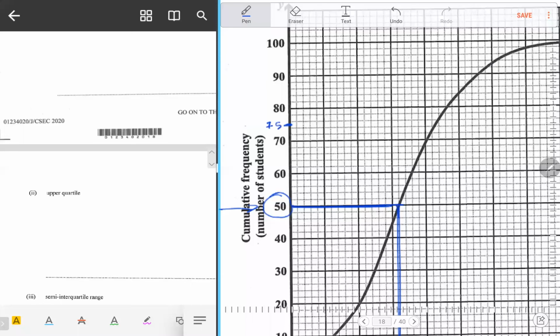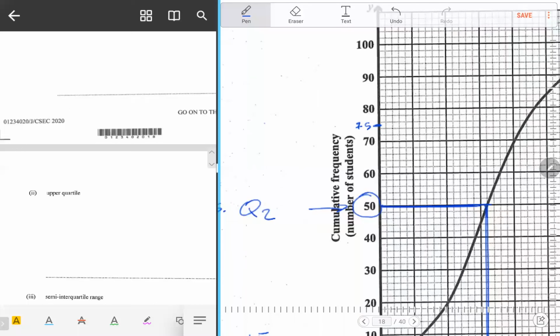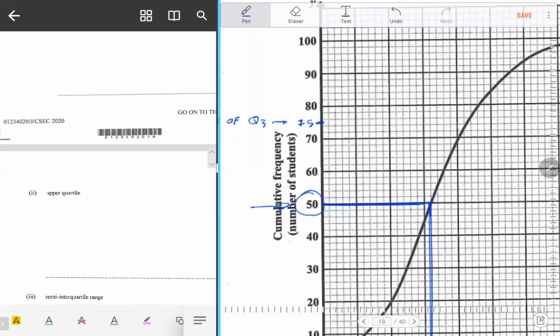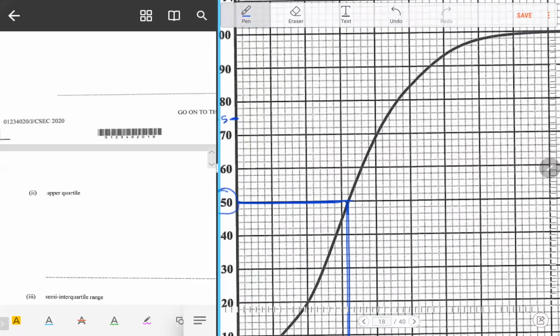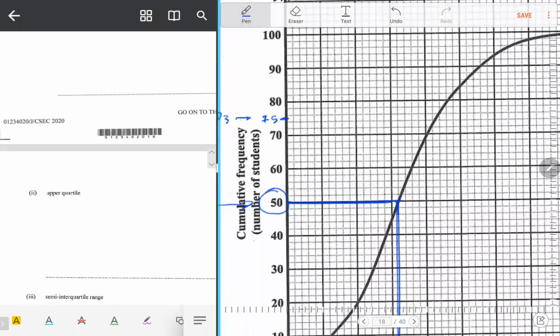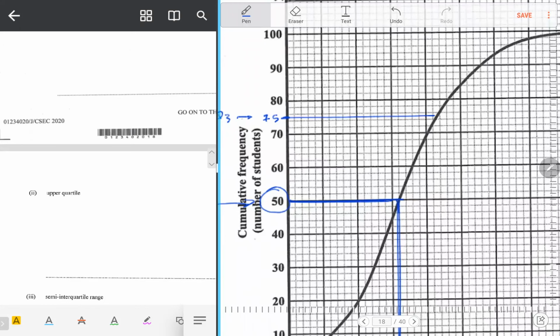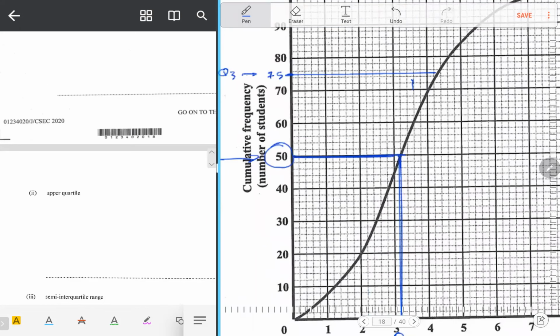75 is the position of Q3. Right there is the position of Q3. And then to find the quartile, you have to draw a cross on the graph. Draw a cross on the graph, like that, and then you read it down, like this.